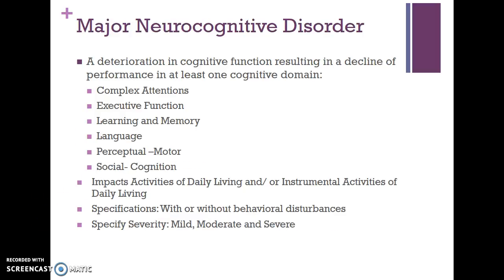So what is a major neurocognitive disorder? It's a deterioration of a cognitive function resulting in a decline of performance in at least one of these cognitive domains. An example of a cognitive domain is executive function. Executive functioning is how we make decisions, or is decision making and planning. Whereas learning and memory is how we gather information and then process it, and the executive function then decides how we use that information that we've gathered.